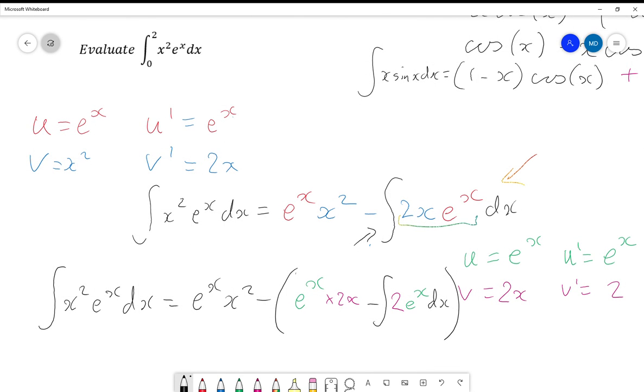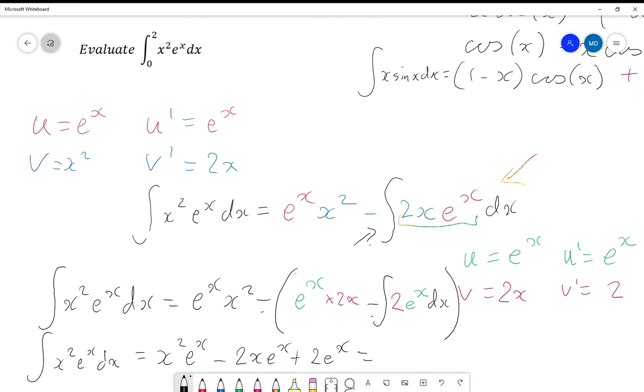And now it's just a case of simplifying everything, and we get the integral of x squared e to the x dx is equal to x squared e to the x minus 2x e to the x plus, because minus minus is a plus, plus 2e to the x.